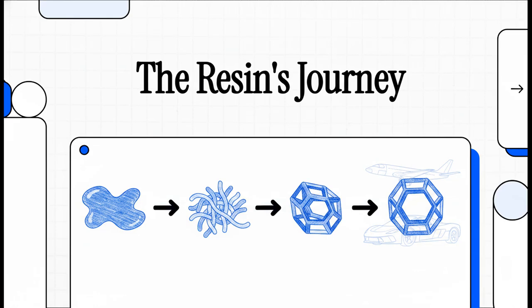All right, welcome back. Have you ever looked at something made of carbon fiber, like a part from a race car or an airplane, and wondered how we turn a simple liquid resin into that kind of incredibly strong, lightweight supermaterial? Well, it's a pretty amazing process of transformation, and today we're going to break it all down.